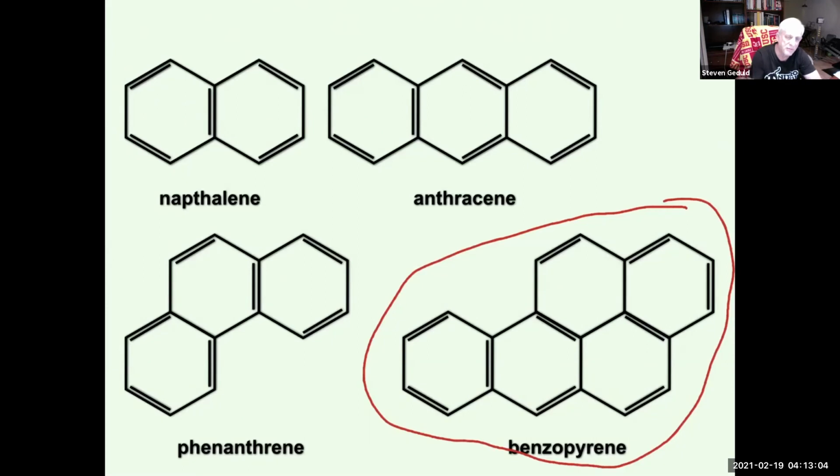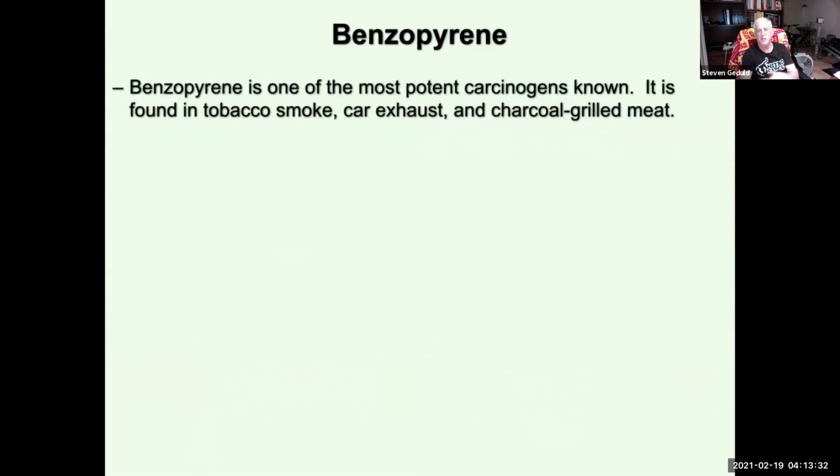You also have naphthalene, anthracene, and phenanthrene. You can see the different polycyclic aromatic hydrocarbons and how they're joined together: 2 rings, 3 rings, 3 rings at an angle, or 5 rings. How they join up together. Okay, so benzopyrene, let's take them each separately. One of the most potent carcinogens known, like we said, found in tobacco smoke, car exhaust, and charcoal-grilled meat.